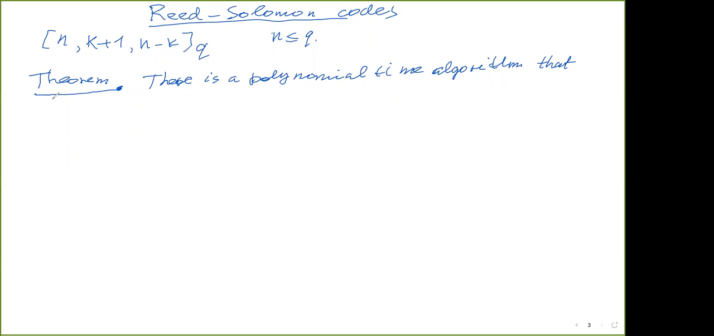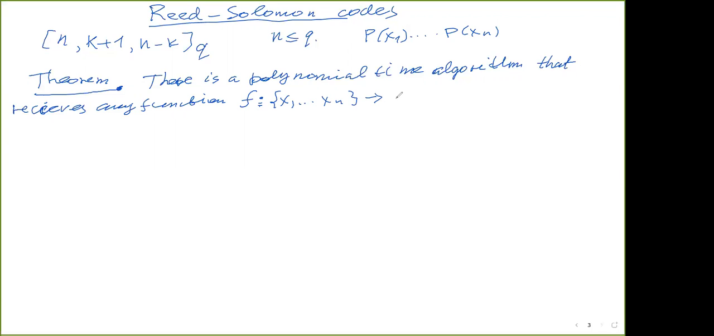So you see that the Hamming distance is n minus k, which means that the number of coincidences is k. So our algorithm receives any function, call it f. So assume that our Reed-Solomon code is defined as the values of a polynomial in n certain endpoints. So the input is the function which maps these points into Fq.